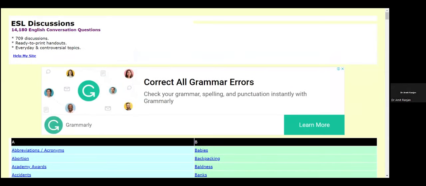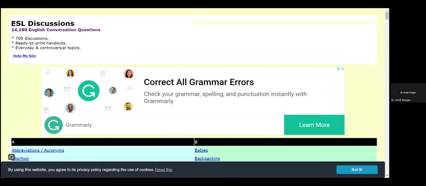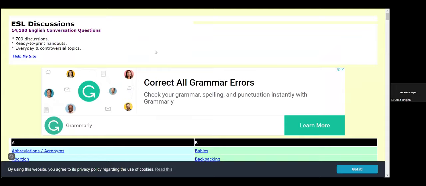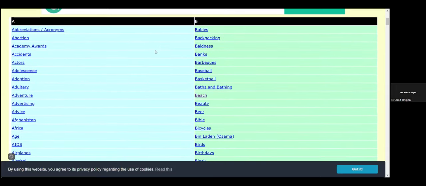So these are for classroom discussions amongst students, wherein there are discussion topics all arranged in alphabetical order from A to Z. And as you can see, there are multiple kinds of topics for discussion, as we have earlier seen with podcasts as well.